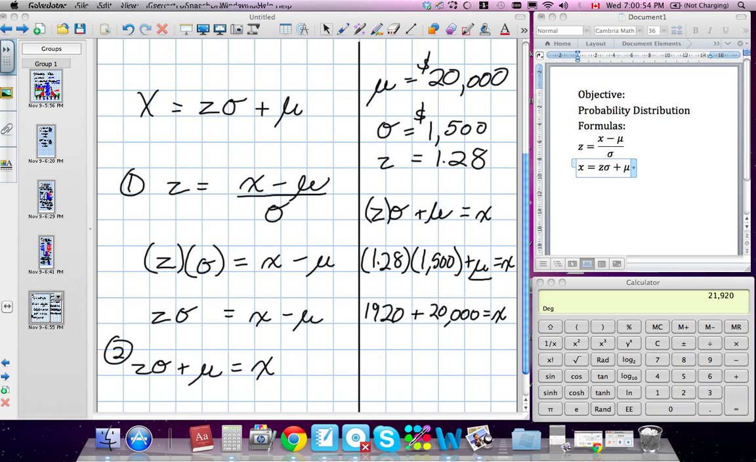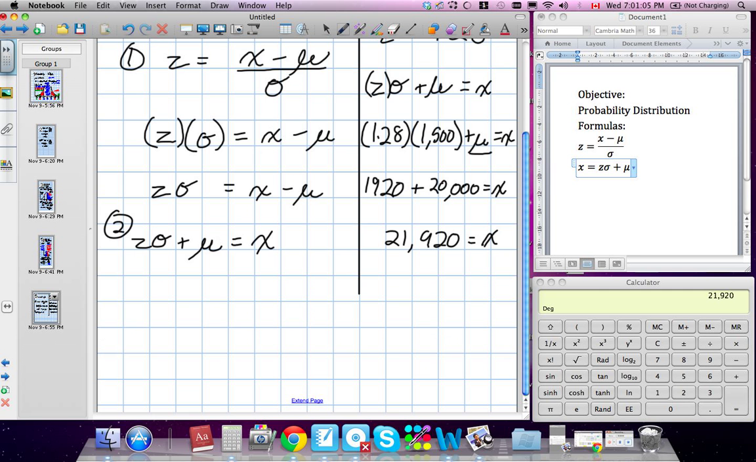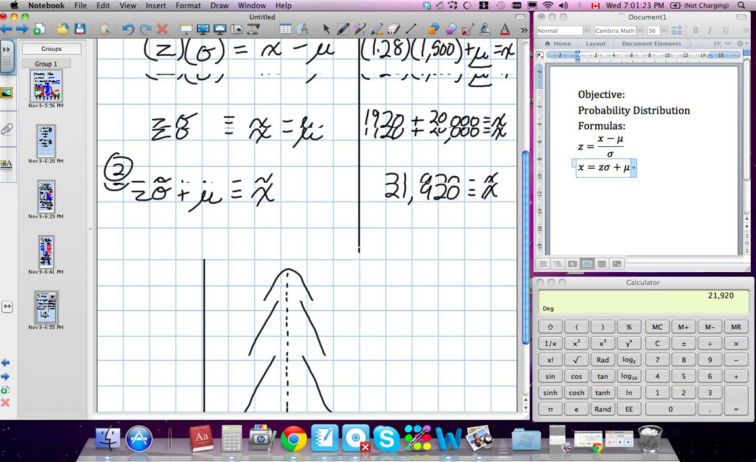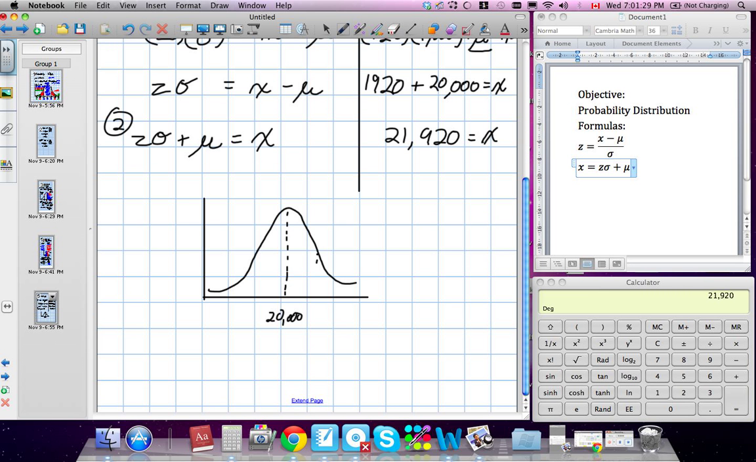Let's plug in our second formula, which is z times the standard deviation plus the mean is equal to our x. Our z is 1.28. So we plug that in for z, and we get 1.28 times our standard deviation, which is 1,500, plus the mean. I'm just going to leave it as mean because I'm running out of space. 1.28 times 1,500 is 1,920, so we get 1,920 plus our mean, which is 20,000, equal to x.